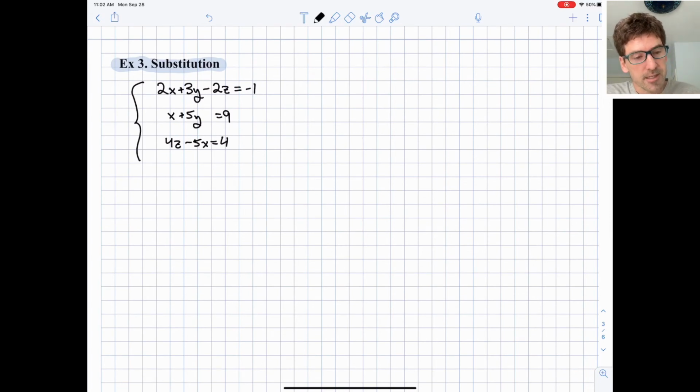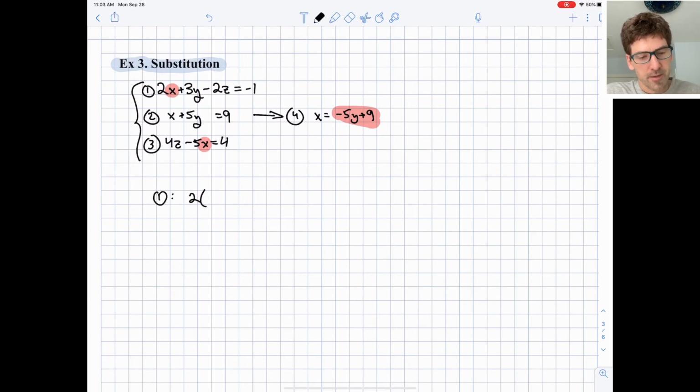Okay, so again, let's number our equations 1, 2, and 3. And let's turn equation 2 into equation 4 by isolating for x. So let's say that x is equal to negative 5y plus 9. Now that we know x is negative 5y plus 9, we can plug it in wherever we see an x in any of the other equations. So I'm going to rewrite equation 1: 2 times negative 5y plus 9 plus 3y minus 2z equals negative 1.